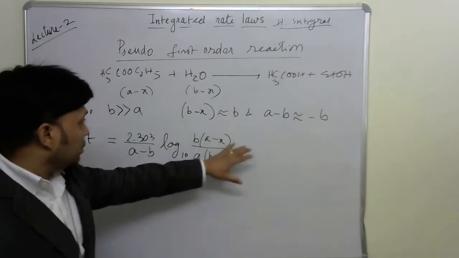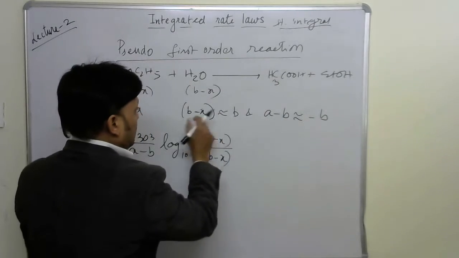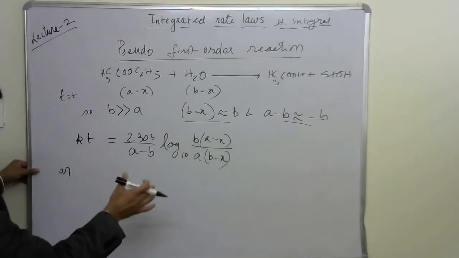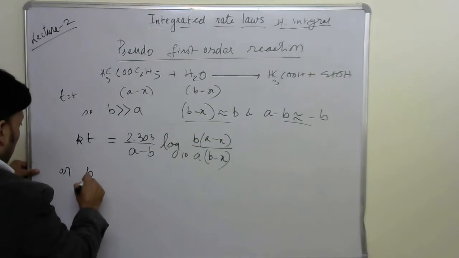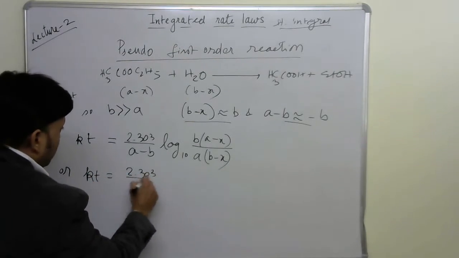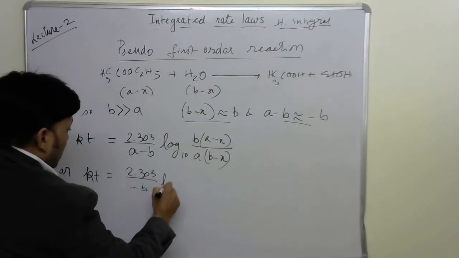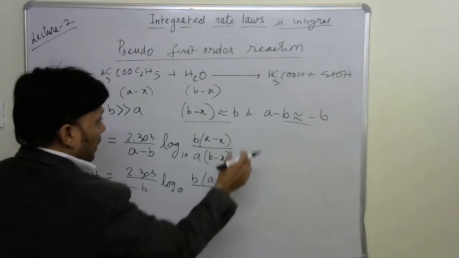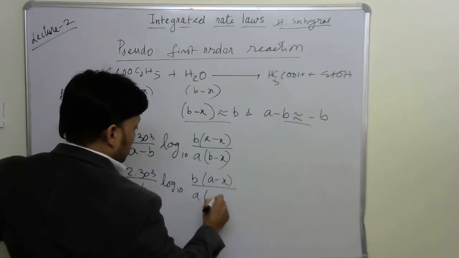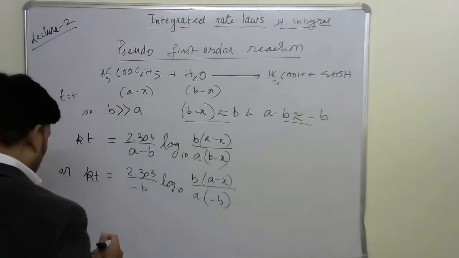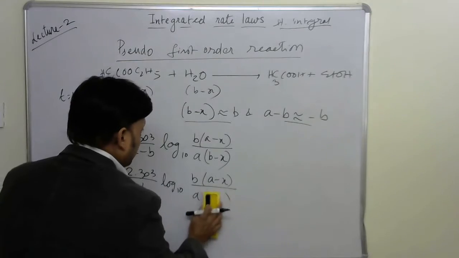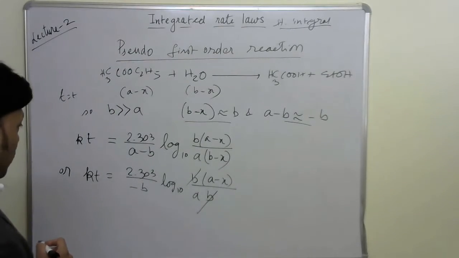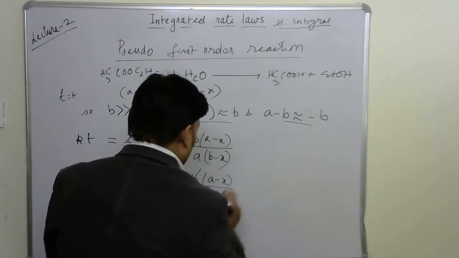So now if we put the conditions of these B minus X and A minus B, this original second order integrated rate equation would change into kt is equal to 2.303, so A minus B becomes minus B, log 10 of B times A minus X divided by A times, this becomes simply B, so B minus X becomes simply B, and this B cancels out.